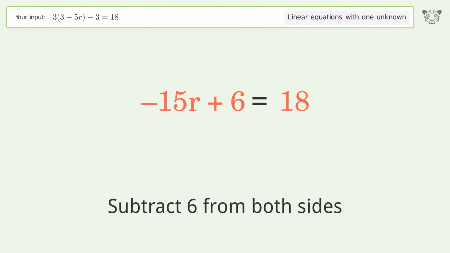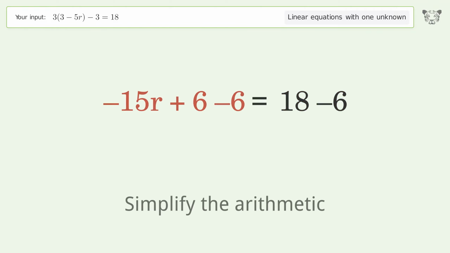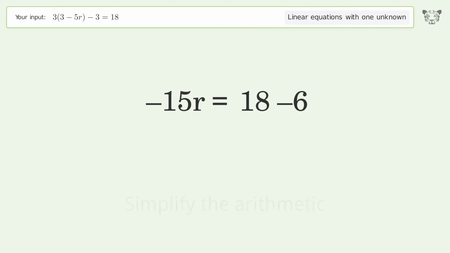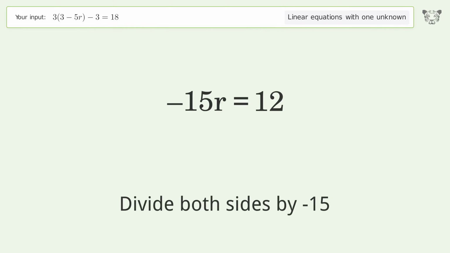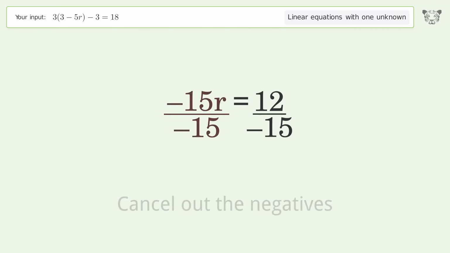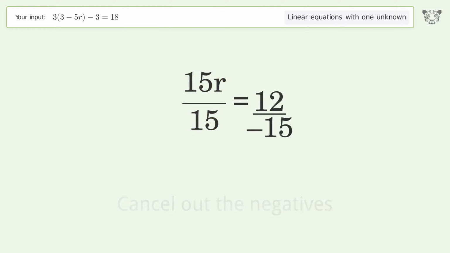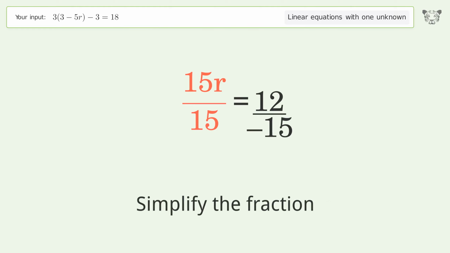Subtract 6 from both sides. Simplify the arithmetic. Isolate the k. Divide both sides by -15. Cancel out the negatives. Simplify the fraction.